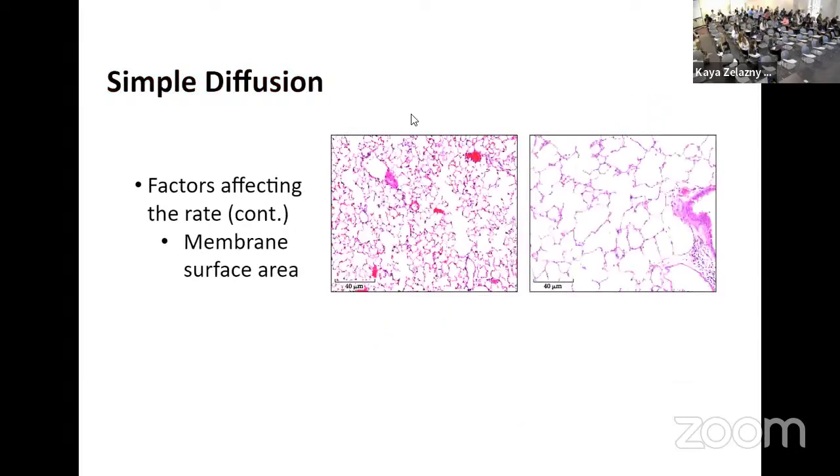Here we see some membrane surface area. Greater membrane surface area, so more space, more walls essentially to go across, greater likelihood of bumping into one of those walls, is going to speed up the diffusion.